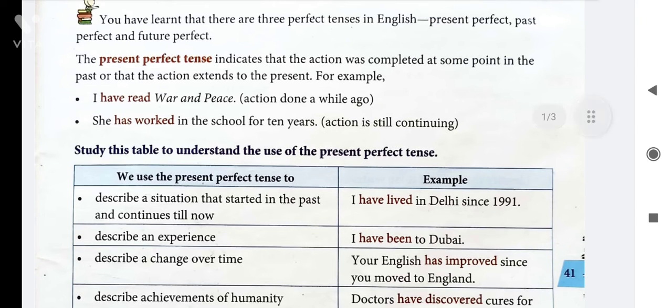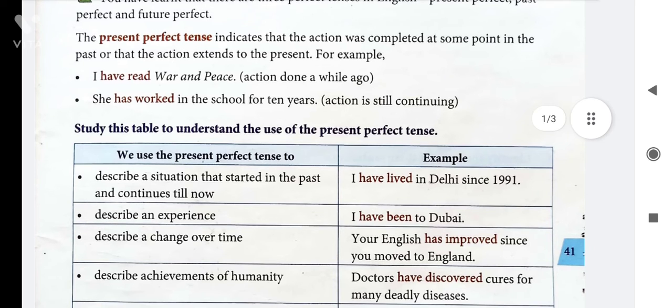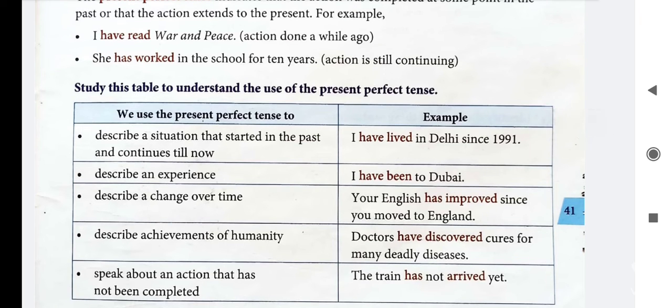So the first one is the present perfect tense. It indicates that the action was completed at some point in the past or that the action extends to the present. So here the event was completed at some point in the past, or the action extends from the past to the present. It is not completed yet. For example, I have read War and Peace.